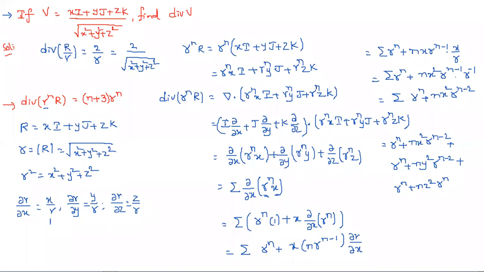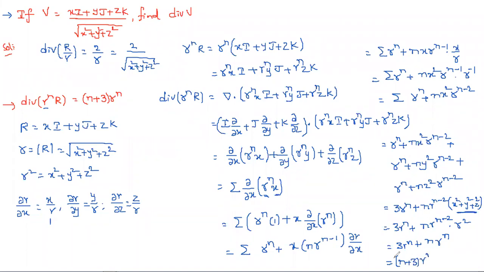So this is the one we got. So r^n + r^n + r^n is 3 r^n, plus n r^(n-2) is the common factor, and the remaining is x^2 + y^2 + z^2. So this equals 3 r^n + n r^(n-2) into, in terms of r, simply r^2. So this equals 3 r^n + n r^(n-2+2); the 2s cancel and we get r^n. So r^n is the common one.